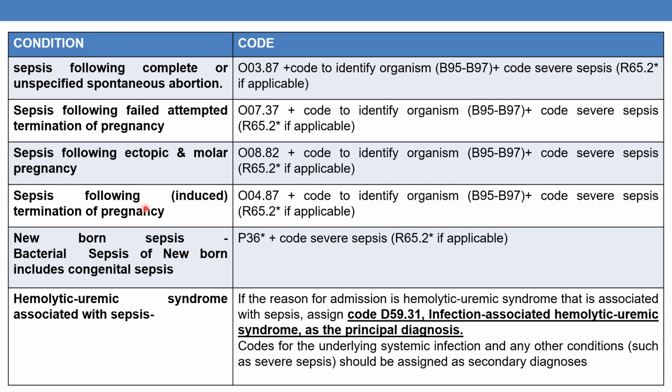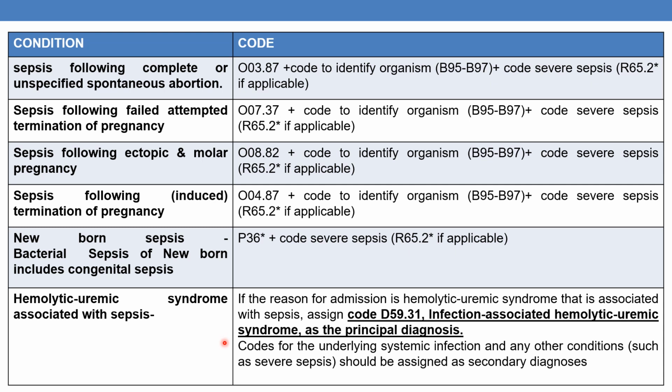Next, coming to sepsis following induced termination of pregnancy. For it, the PDX should be O04.87 followed by code to identify the organism plus code for severe sepsis if applicable. Next, coming to newborn sepsis or congenital sepsis or bacterial sepsis of newborn. In all the cases, the code is from the category P36. Newborn codes are given in P36. This is further expandable. P36 plus if there is any severe sepsis, code for severe sepsis and associated organ dysfunction must be coded.